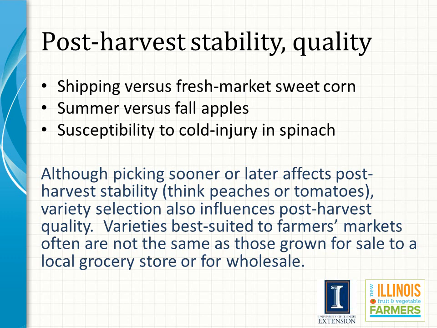Good shippers tend to have durable exteriors and maintain their quality in storage. Shrunken-2 cultivars of sweet corn are a good example. Their kernels tend to be tougher and they stay sweet for a long time.